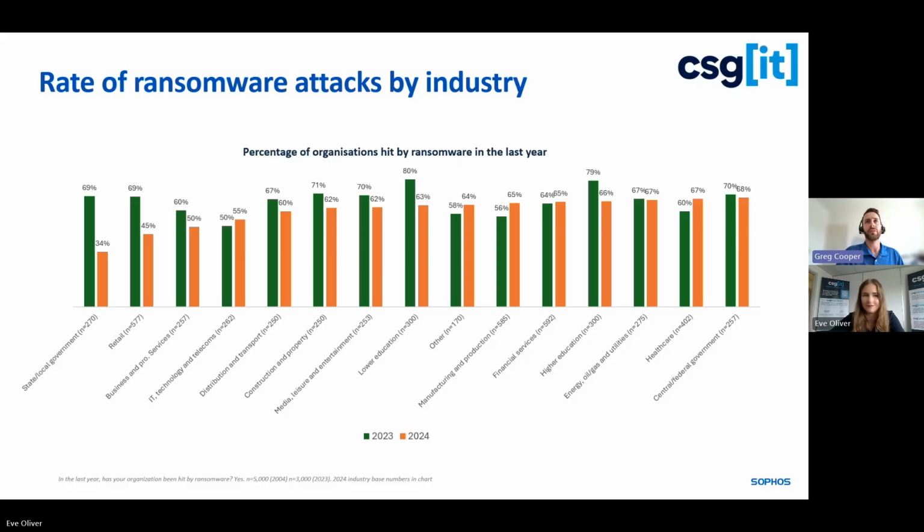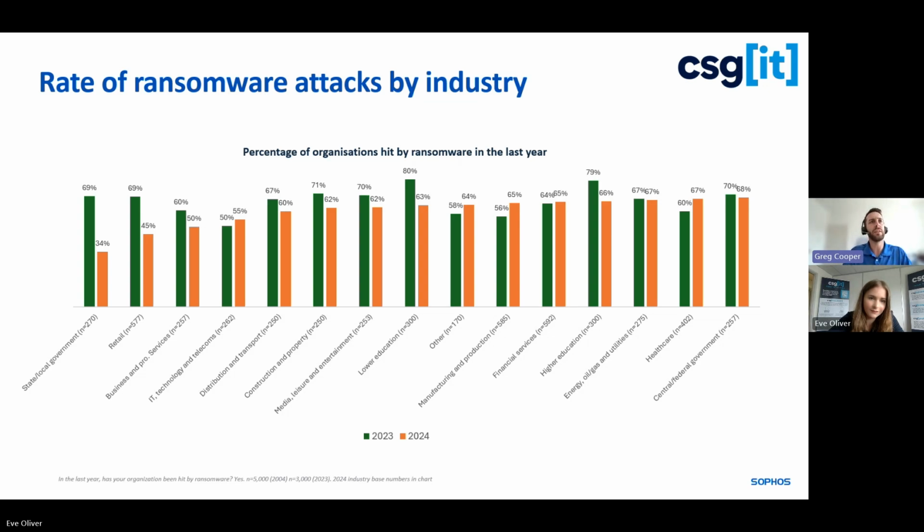We also looked at industry by industry to see who was getting hit, and unfortunately, not many organisations are safe these days. There is a little bit of positive on this, and don't try and strain your eyes and read everything. At the bottom here, we've got all the different sectors, the verticals, media, for example, local government. The green is how many organisations were hit the year before. The orange was this most recent year.